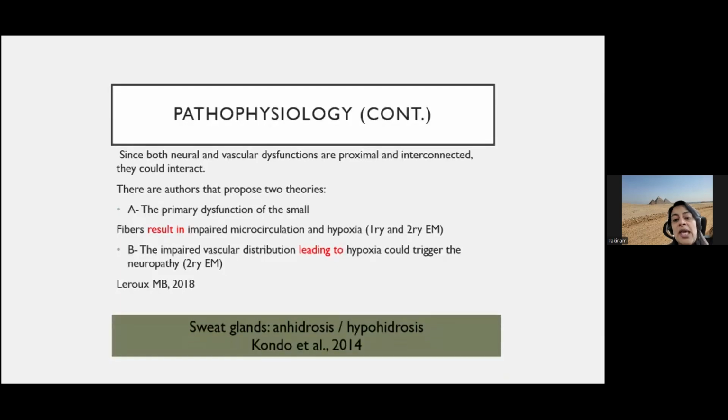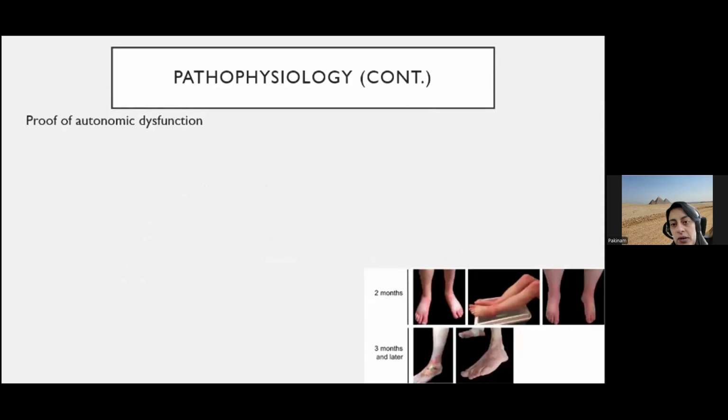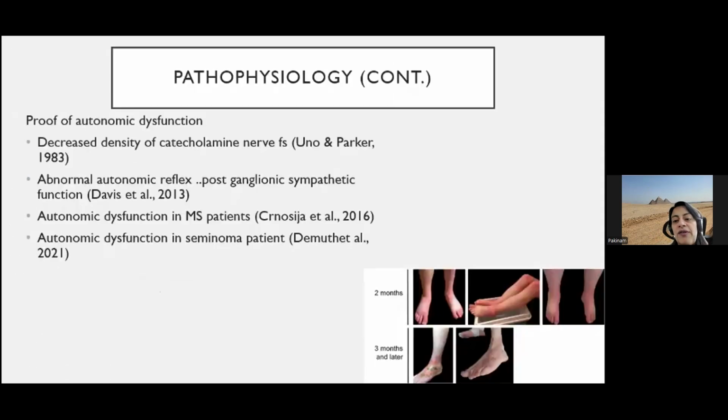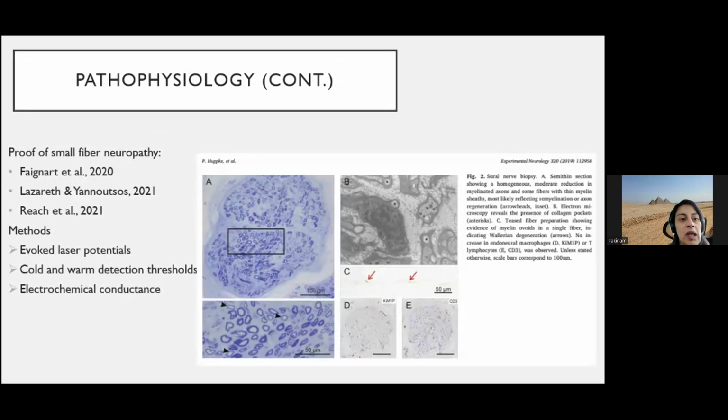The sweat glands show anhidrosis or hypohidrosis. So, the autonomic dysfunction has been proved in various studies as decreased density of the catecholamine nerve fibers, abnormal autonomic reflex with a postganglionic sympathetic function, autonomic dysfunction in MS patients and in seminoma patients. And there has been a proof of small fiber neuropathy as proved by evoked laser potential, cold and warm detection thresholds, electrochemical conductance.